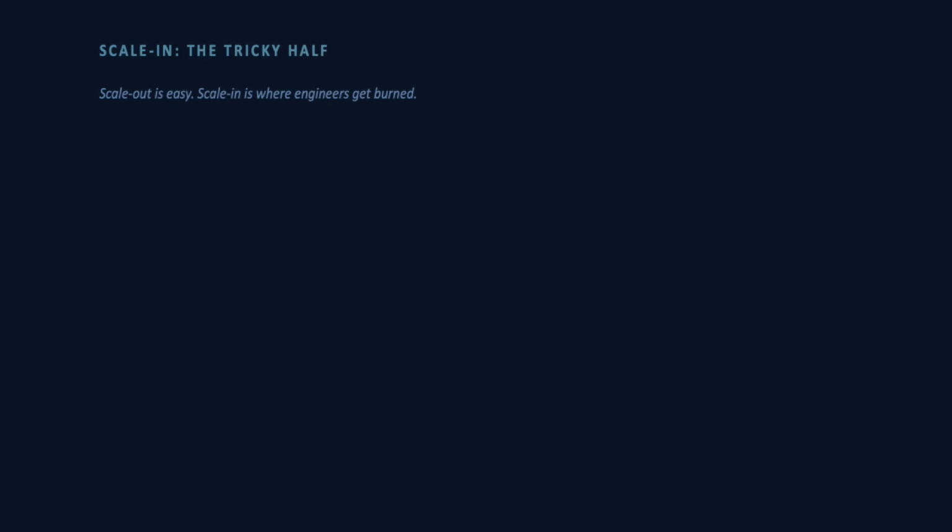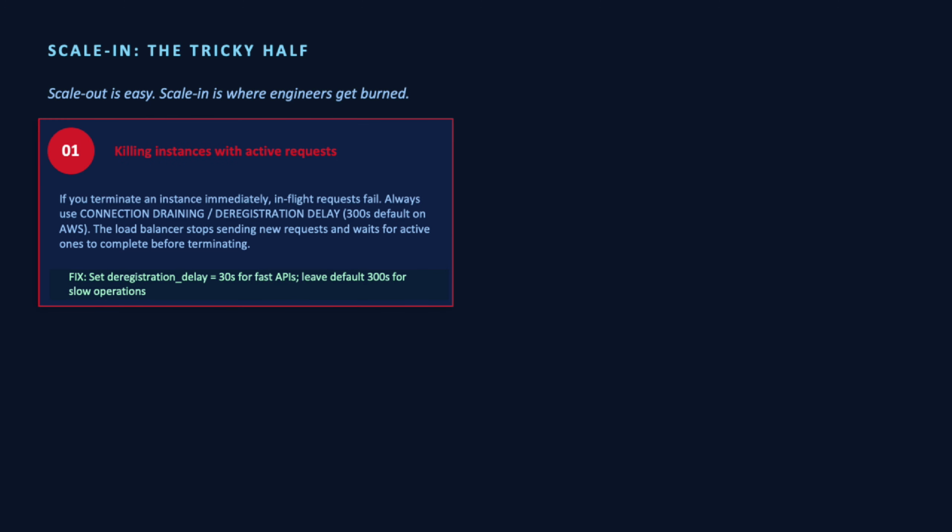Dear students, scale in is where most auto-scaling bugs live. And let me walk through the 4 classic pitfalls. Number one, killing instances with active requests. When your autoscaler decides to remove an instance, it terminates it immediately. But that instance might be handling 50 active requests. So those requests fail with a 502 or connection reset error.